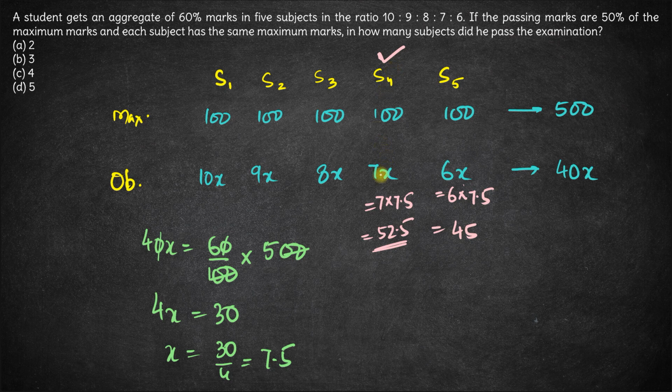So now, if 7x itself is greater than 50 marks, 8x, 9x and 10x are definitely going to be greater than 50 marks. Hence, he will definitely pass in S3, S2 and S1 as well. So, he passes in a total of 4 subjects. So, the correct answer here is option C. Thank you.